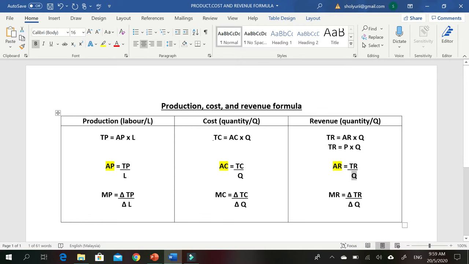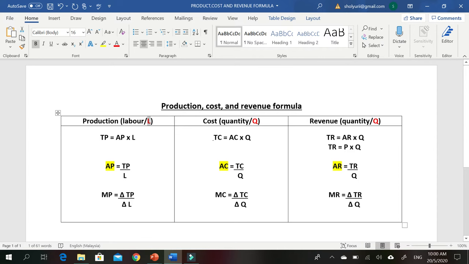Setiap pekerja yang kita hire. That is why we take total product, the total output, divided by labor. Okay? So, we want to see the output from labor. But for cost, it is the cost of producing goods. That's why we don't divide by labor. If we divide by labor, it is the cost of producing people. Labor is people, right? Same goes with revenue. Revenue produces goods. That's why we divide by Q. That's why I wrote it here. Must divide with quantity. For cost also quantity. And only for production do we divide by labor.